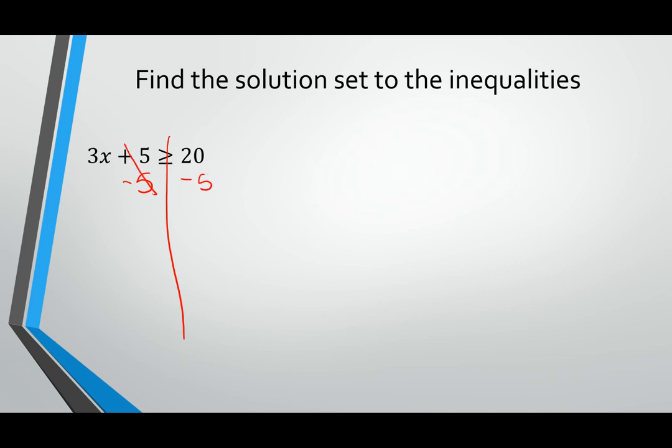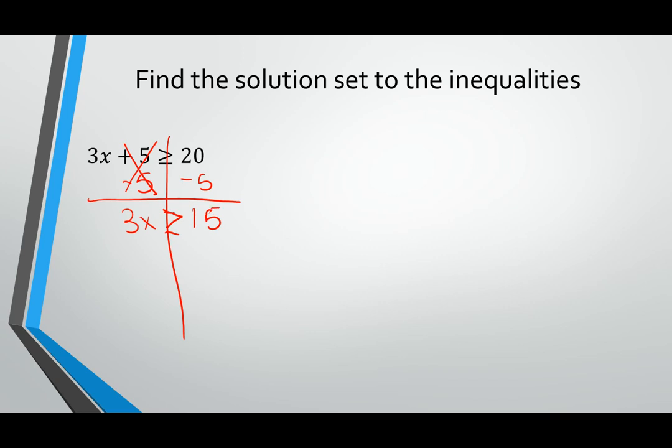So we're going to do that to both sides. The left side, the 5 is going to disappear. It's going to go away. We'll just bring down the 3x. Remember, it's greater than or equal to. I almost wrote an equal sign because I'm so used to it. It's not an equal sign, though. It's still greater than or equal to. And on the right side, we have 20 minus 5, which makes 15.